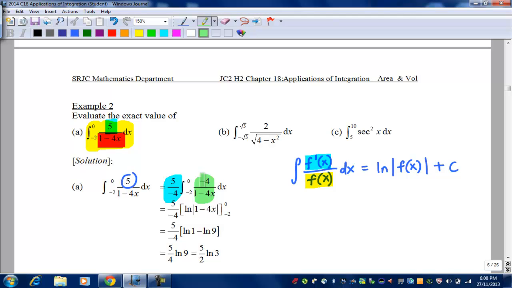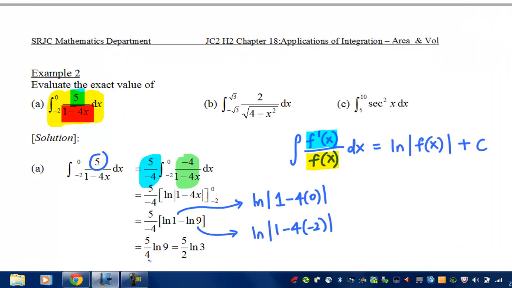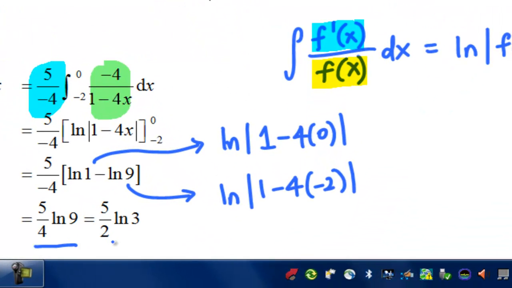So what we get now is ln of modulus 1 minus 4x, and all we need to do is to bring in 0 and negative 2. In other words, this ln 1 comes from 1 minus 4 times 0, and this ln 9 here comes from ln of 1 minus 4 of negative 2. And eventually you will get this as an answer, simplifying 5 over 2 ln 3.